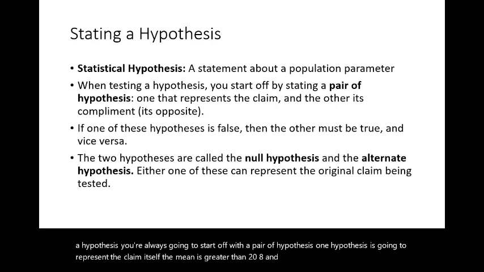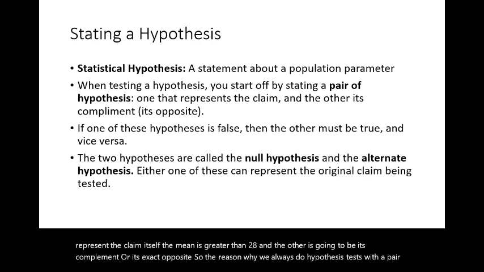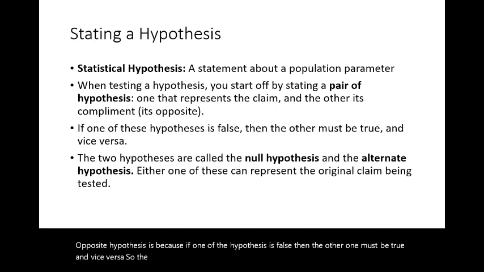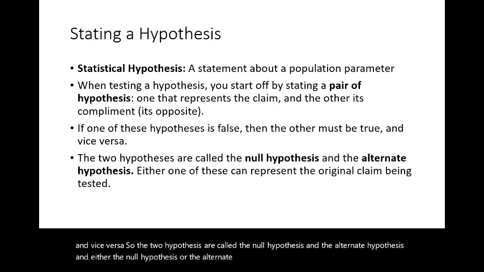The reason why we always do hypothesis tests with a pair of opposite hypotheses is because if one of the hypotheses is false, then the other one must be true, and vice versa. So the two hypotheses are called the null hypothesis and the alternate hypothesis. And either the null hypothesis or the alternate hypothesis can represent the claim that is being tested.